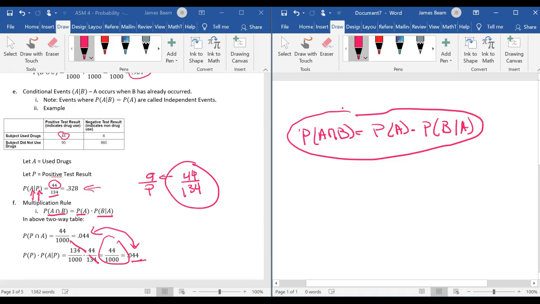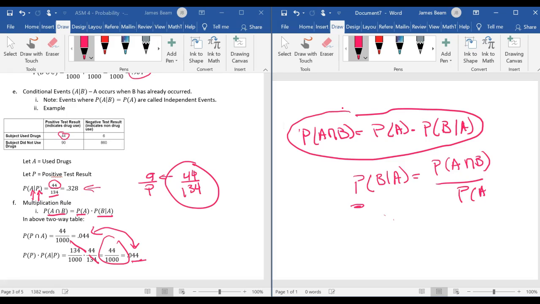Sometimes people write it also as P of B given A is equal to P of A and B over P of A. Note, the second part of the conditional is the denominator there. So this is a pretty useful little tool. It allows us to get through a lot of conditional probability problems.